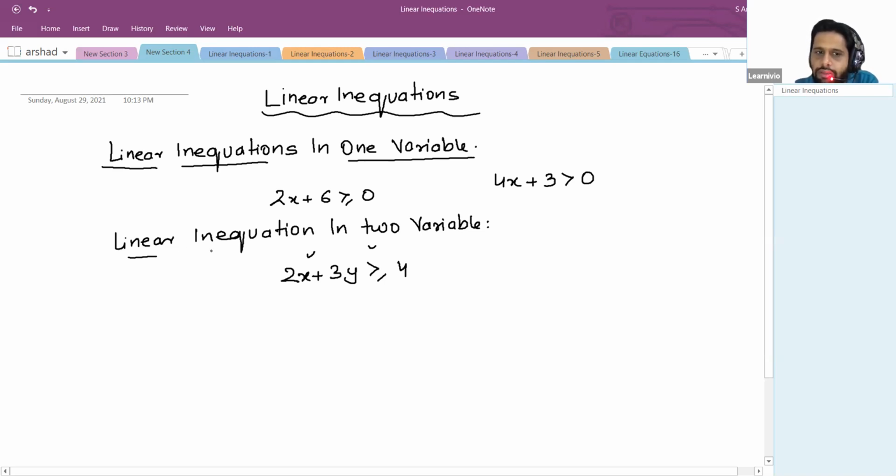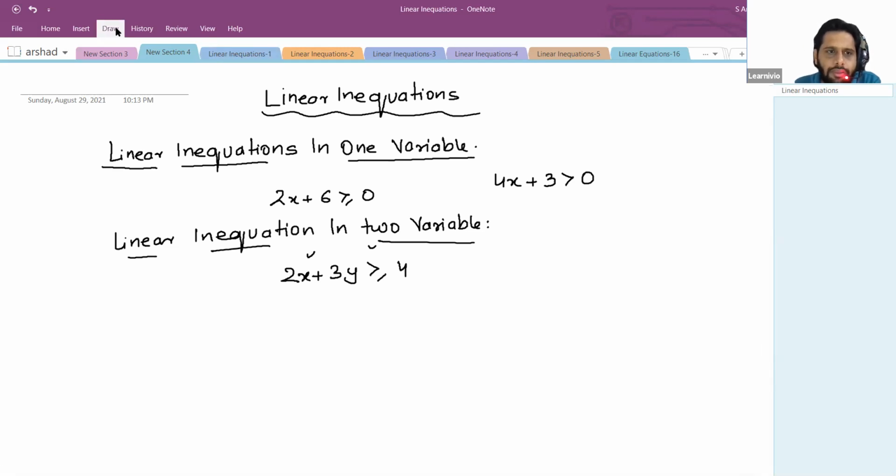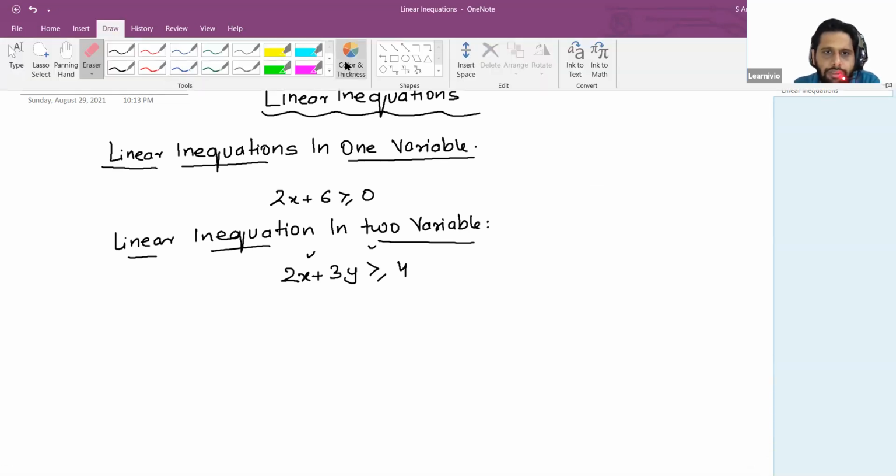So in a linear inequation in two variables, we have two variables, the power of the variable is 1, and we have a sign of inequality. Okay, John, is this clear? So John, you can note these two examples for this. And please let me know once you have completed this, then we will start the next topic.